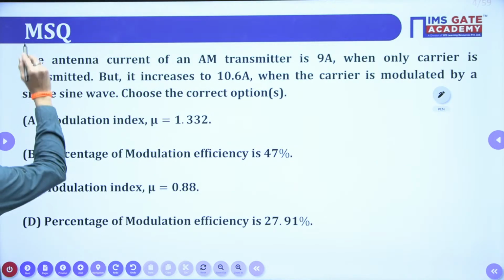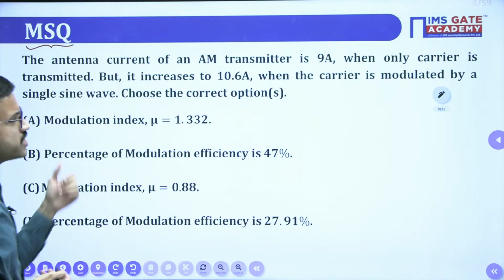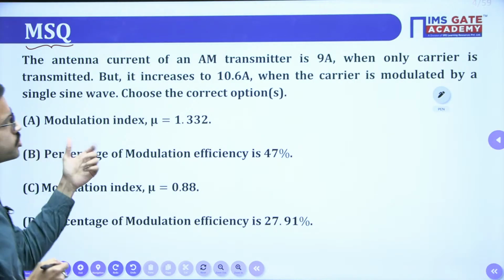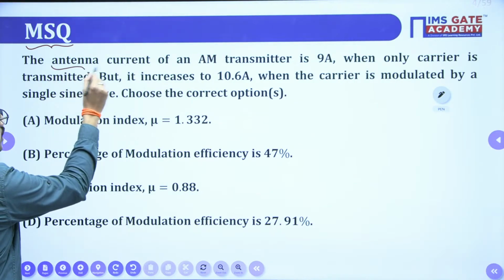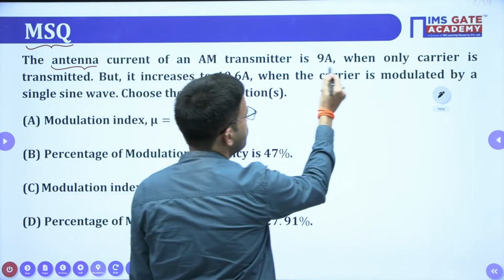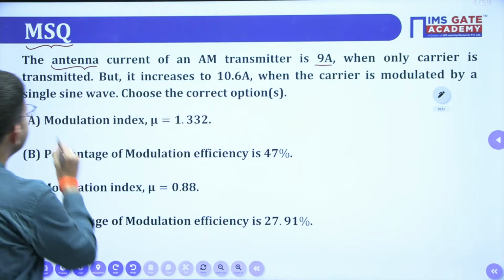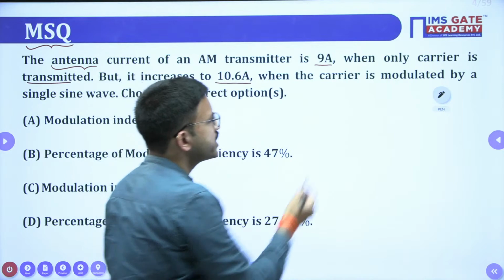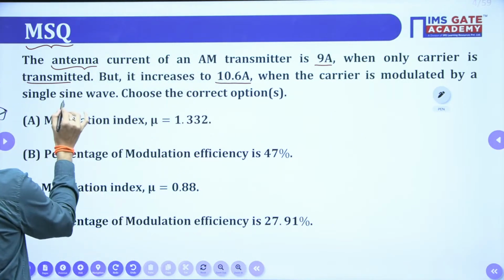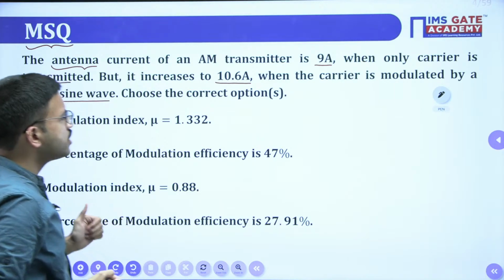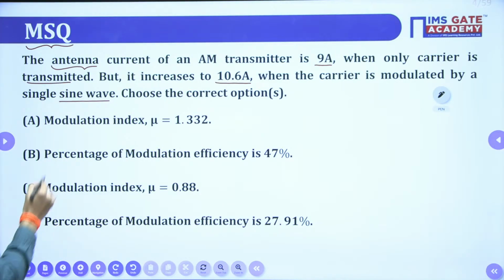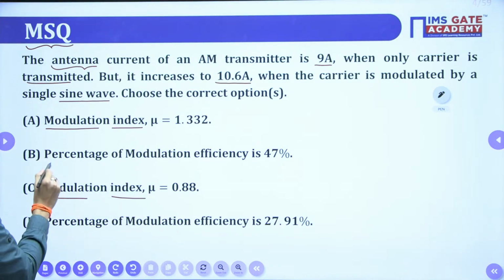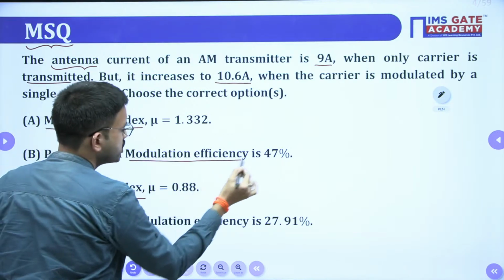So this is the first question. This is an MSQ. That means either one option or more than one option can be correct. First read the question carefully. The antenna current of an AM transmitter is 9 ampere when only the carrier is transmitted, but it increases to 10.6 ampere when the carrier is modulated by a single sine wave. Choose the correct option or options. They have given 4 choices, among which 2 choices are regarding modulation index and 2 choices are regarding percentage of modulation efficiency.